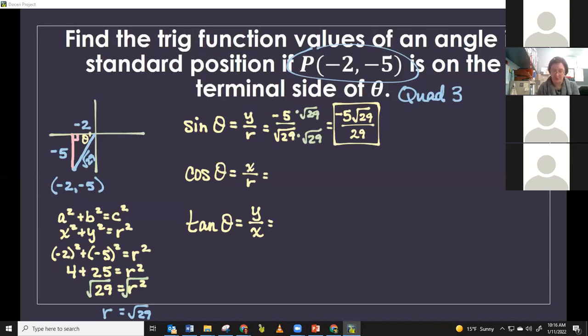X over R. What is my sine value? You mean cosine? Oh, yes, I'm so sorry. Cosine. Thank you for correcting me, Logan. What is my cosine value?